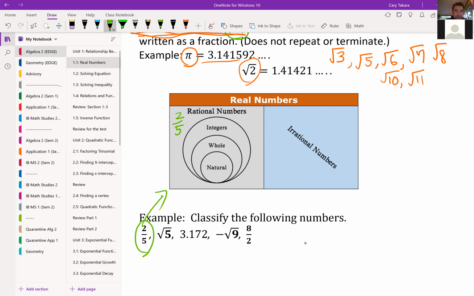How about square root of 5? Where would you put it? So 2 over 5 is a rational number. Square root of 5 is an irrational number. Let's write it down: Q prime. Is everybody okay so far? How about 3.172 stops? How would you classify that?